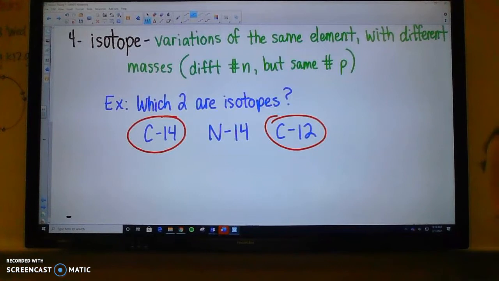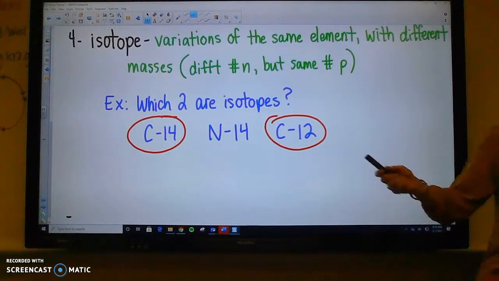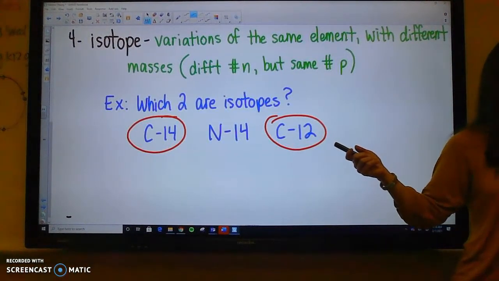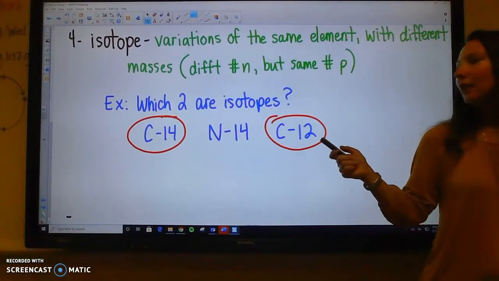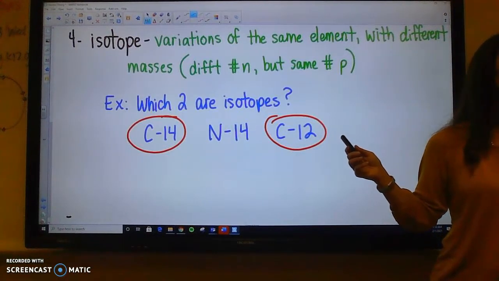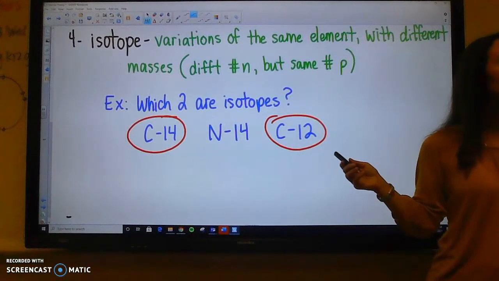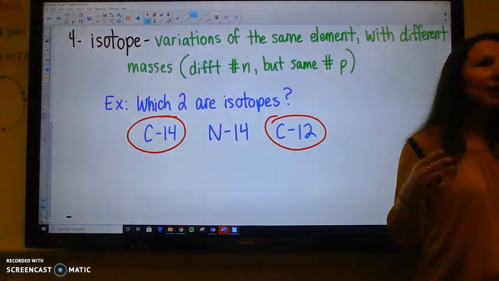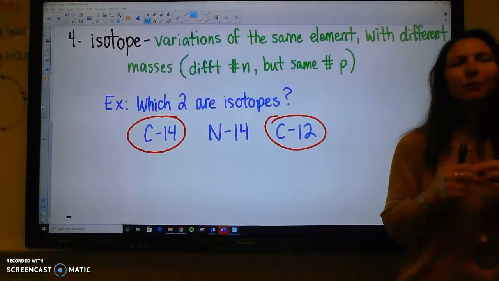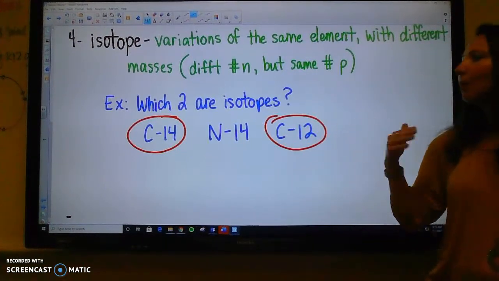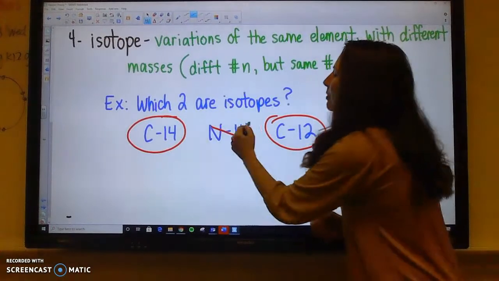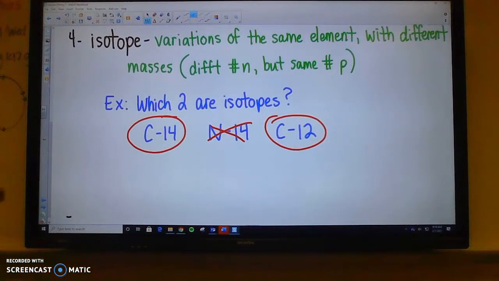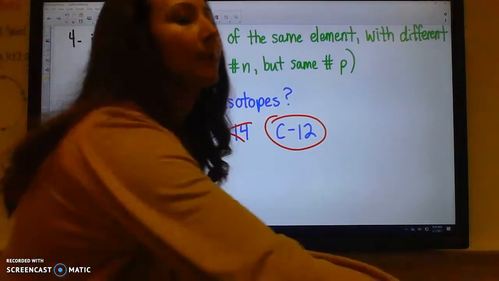The number after the dash is its mass. So the average mass for carbon is 12. That's the most common isotope. Out of all of the carbon atoms out there in nature, 99.9% of all of those atoms are carbon-12. The other atoms are carbon with a mass of 13 and carbon with a mass of 14. But there's very few of those, but they contribute to the overall weighted average. Nitrogen, that can't be it because it's not the same element. It has the same mass, but it's not the same element. Okay, so that's what an isotope is.